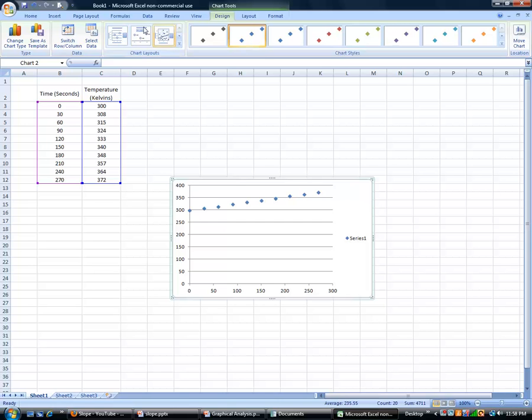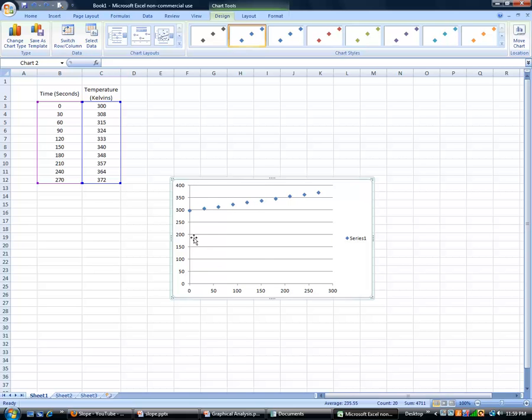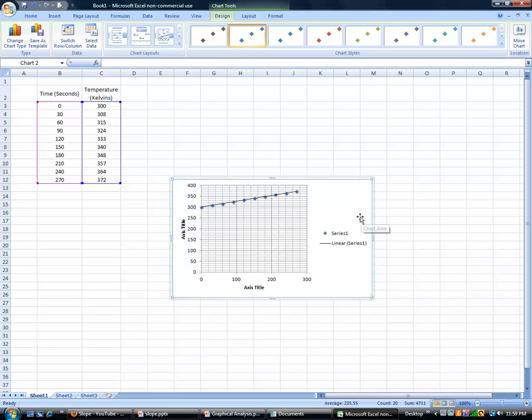And come up here to chart layouts. My favorite chart layout, the one I think is the best, and you don't have to use it if you prefer a different one, is layout number 3. I like it because it gives me a grid for both the x and y axis. As you saw on the previous one, there's only grid lines going horizontal. So we'll go back to this.